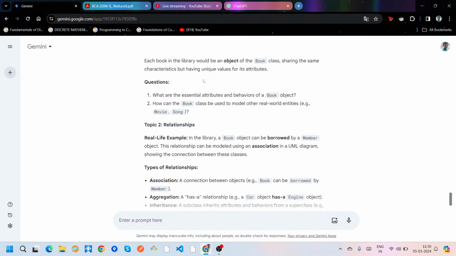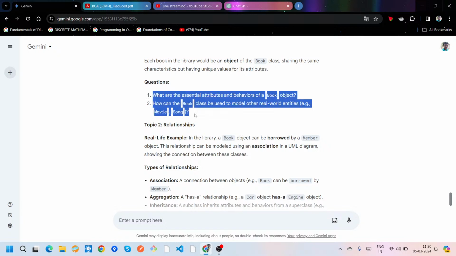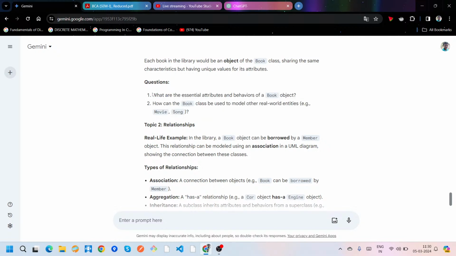In this topic there are some questions; you can note them down and solve them by yourself. The first question is, what are the essential attributes and behaviors of a book object? The second question is, how can the book class be used to model other real world entities, for example movie, song, etc.? You can note down these questions and solve them by yourself.